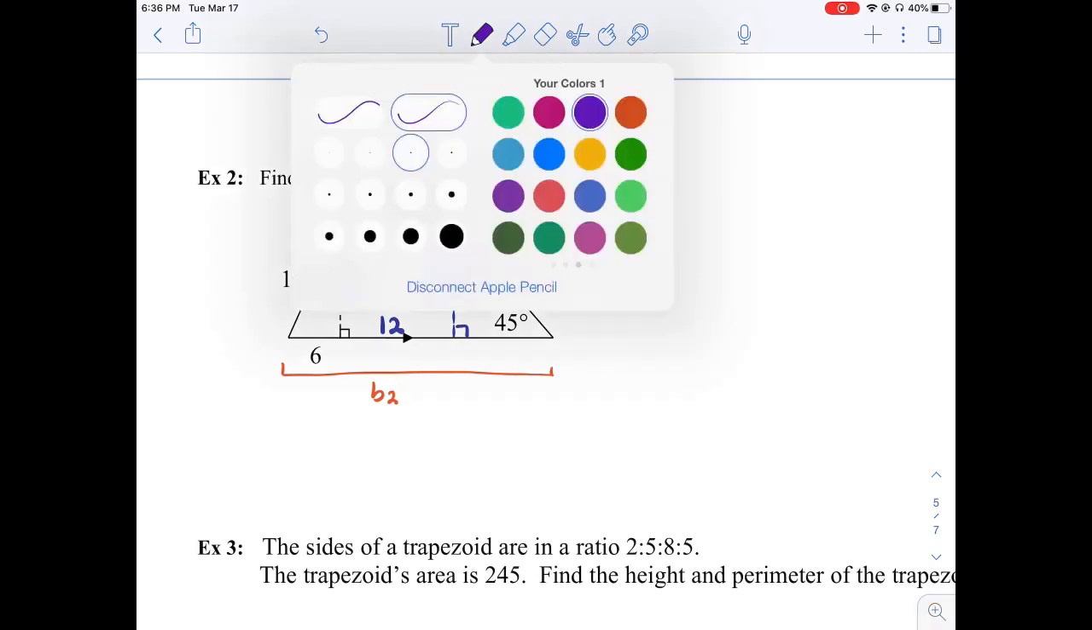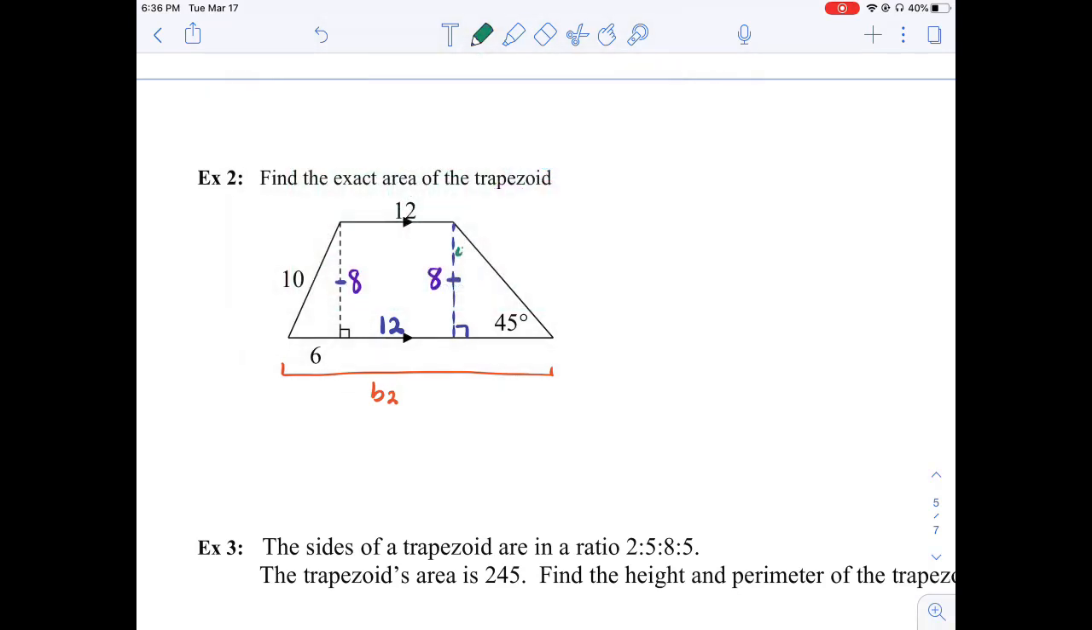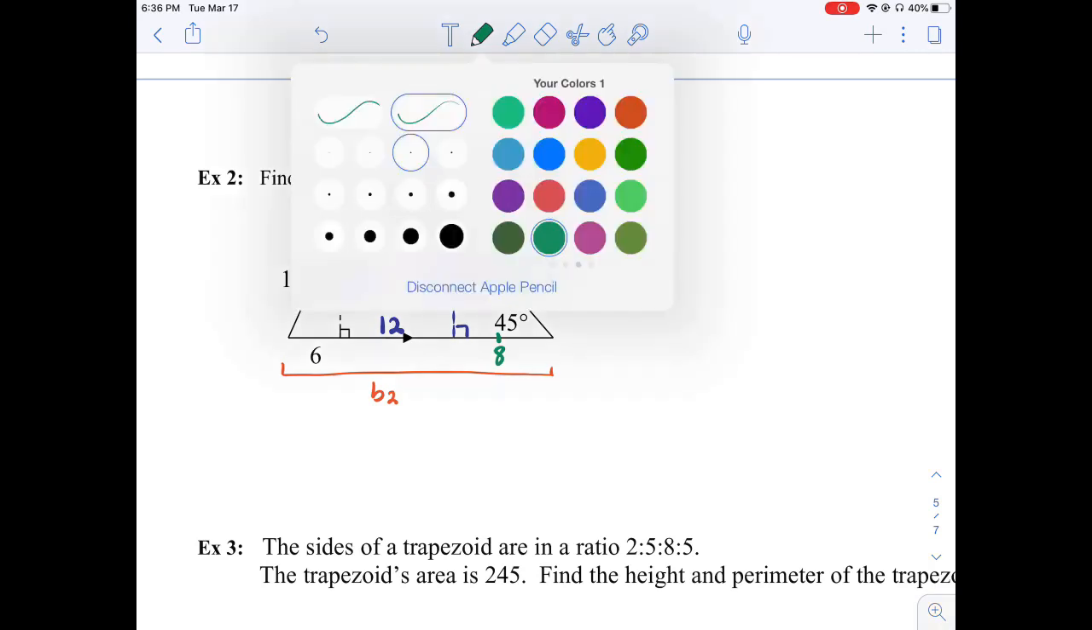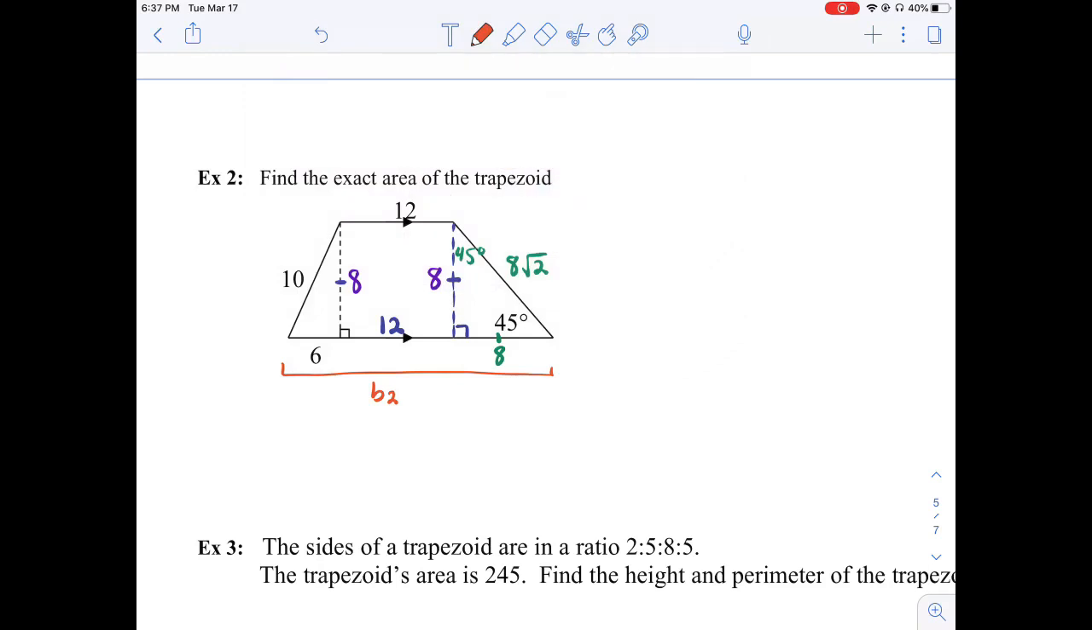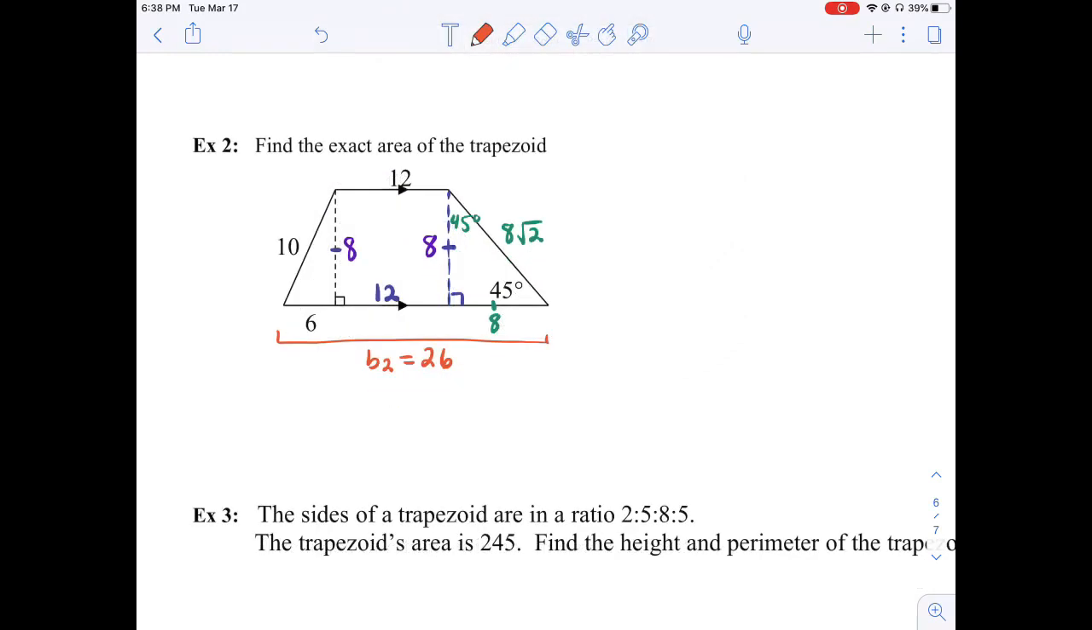So then now, going to my other triangle, because it's a right triangle with one 45-degree angle, it makes it a 45, 45, 90 triangle. So we know that the other leg would be 8, and then the hypotenuse, making the leg of my trapezoid 8 root 2. So now in total, if I go back and sum up all 3 pieces, that makes this bottom base come out to be 26. So now that we have all the pieces, we can find the area.